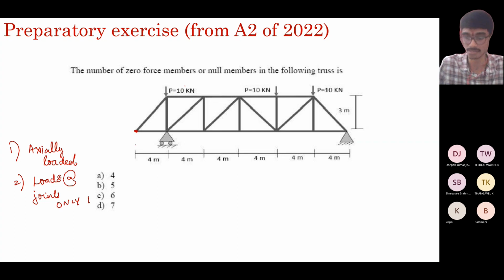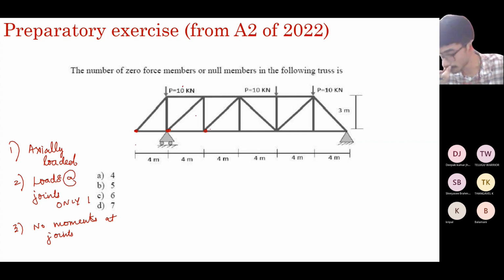So does this satisfy? Yes, the loads are always applied at the joints, and they're all axially loaded. So if joints do not resist any movement, if all joints have been pin connected, in this case, they are free to rotate and they do not generate any moment. So in this case, it's a truss.